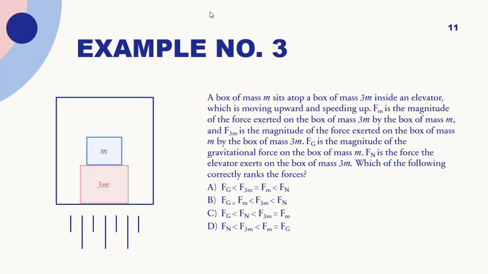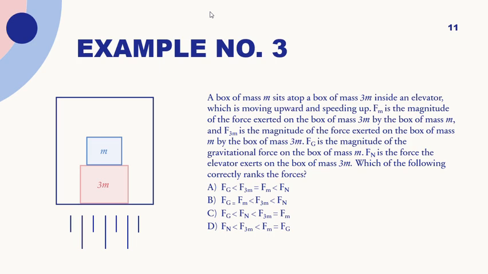Example number 3. A box of mass m sits atop a box of mass 3m inside an elevator, which is moving upward and speeding up. F sub m is the magnitude of the force exerted on the box of mass 3m by the box of mass m, and F sub 3m is the magnitude of the force exerted on the box of mass m by the box of mass 3m. F sub g is the magnitude of the gravitational force on the box of mass m. F sub n is the force the elevator exerts on the box of mass 3m, the elevator floor specifically. Which of the following correctly ranks the forces?